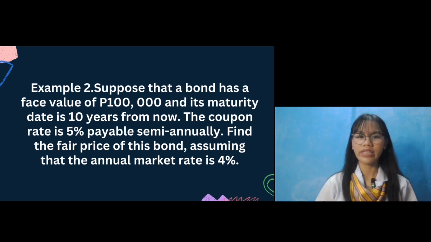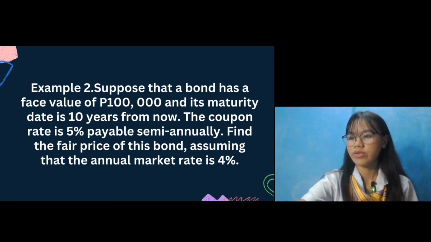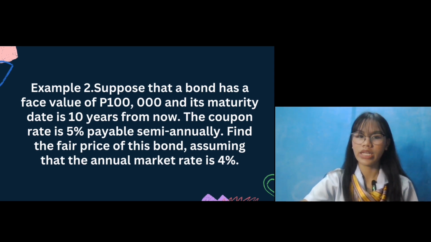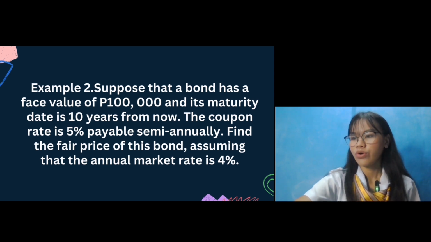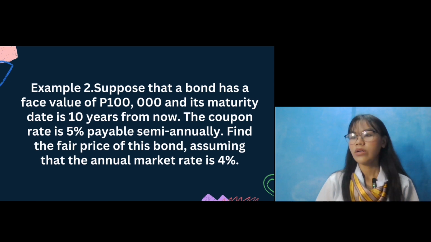Okay, so now example number 2. Suppose that a bond has a face value of 100,000 and its maturity date is 10 years from now. The coupon rate is 5% payable semi-annually. Find the fair price of this bond assuming that the annual market rate is 4%. So, in this problem, we need to find the fair price of the bond. Okay? So, for that, of course, we need to list down first all of the given.